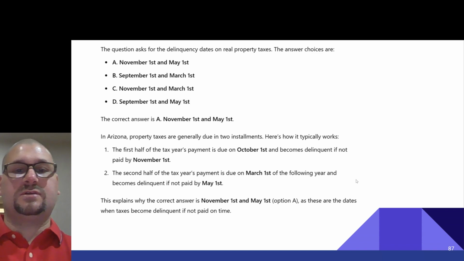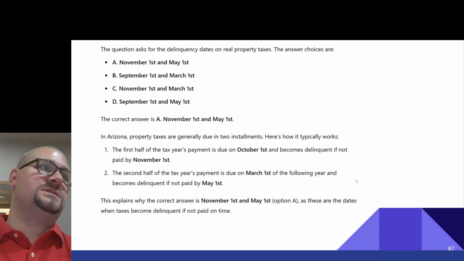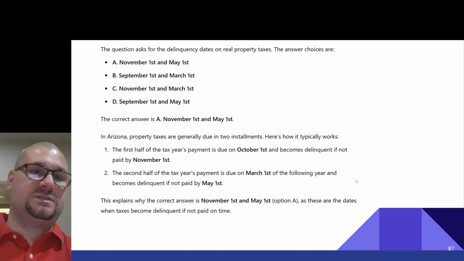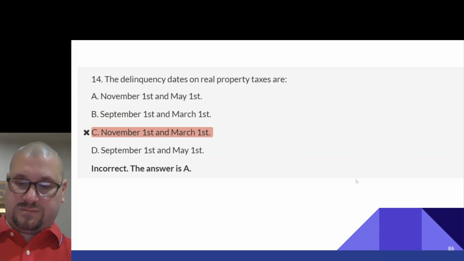This explains why the correct answer is November 1st and May 1st. These are the dates when taxes become delinquent if not paid on time. And if you don't pay your property tax on time, what is the rate? 16%. The delinquency dates on real property taxes are November 1st and May 1st.